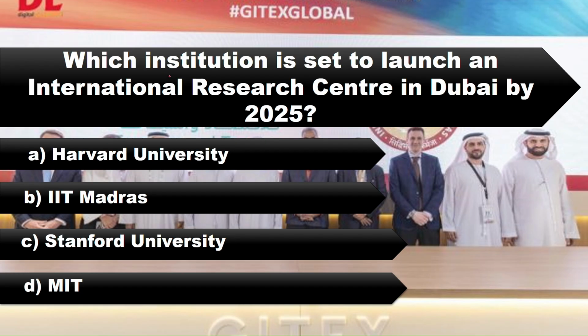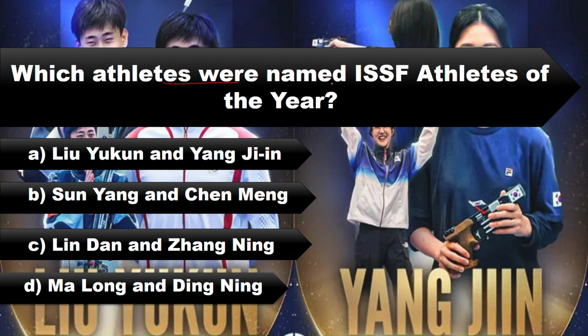Next comes the question which says which institution is set to launch an International Research Center in Dubai by 2025. So which institution is going to be? It's going to be an Indian institution and the name is IIT Madras. So they are going to set up an International Research Center in Dubai by 2025. Next, we have which athletes were named the ISSF Athletes of the Year. Firstly, they are related to shooting when we are talking about ISSF. The name here is Li Yuqin. Li Yuqin is from China. Okay. Next, we have Yang Jin-A. Yang Jin-A, female, she's from Korea. So, these things you need to remember here.